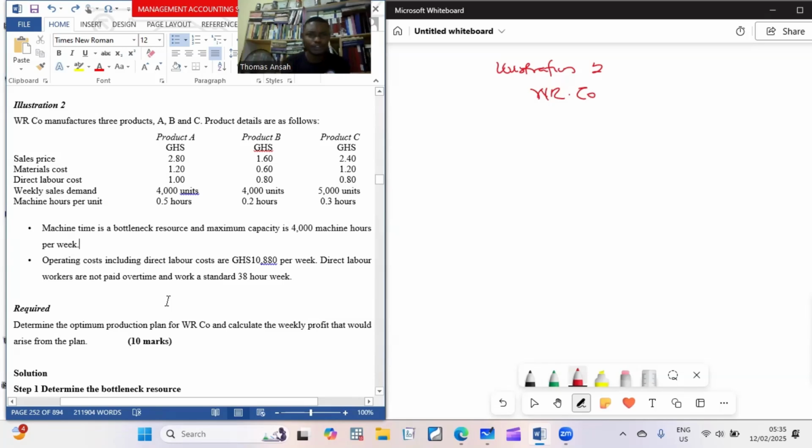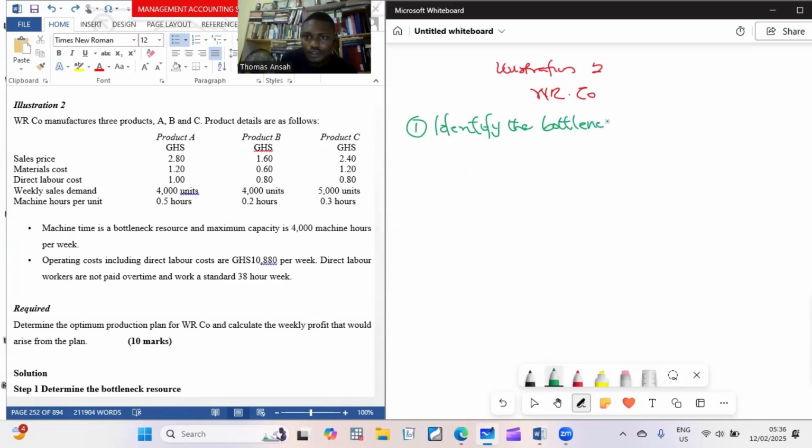Now, I told you that if you want to see how you maximize your profit using throughput, there are about 5-6 steps you go through. You can make it 5 steps, you can make it 6 steps. You remember them? From the last video, we said that number 1, identify the bottleneck. In this question, the bottleneck is given, and it is the machine time, which is actually 4,000 hours.